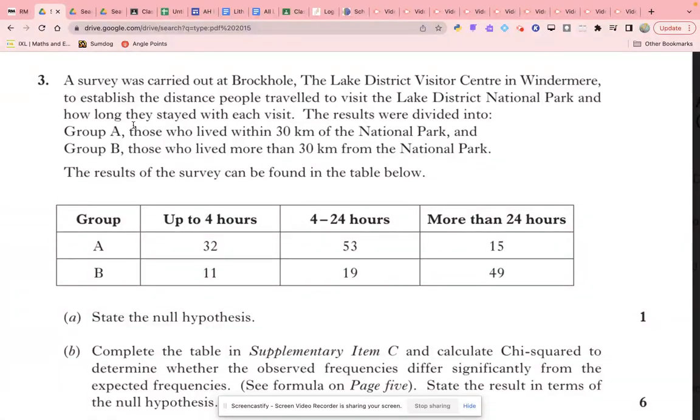2. The next thing we need, once we've worked out the degrees of freedom, and the exam board may give you the degrees of freedom in the exam.